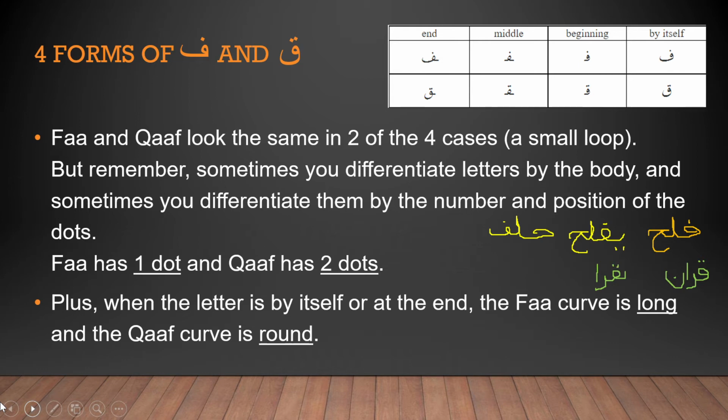Really, the only difference between Fa and Qaf is the dots. It's very, very important, or else we can read this sentence entirely different. Now anyway, this is for the middle. See, Qaf at the beginning, it's like this. At the middle, it's like this. And at the end, it is Khalqun, which means creation.